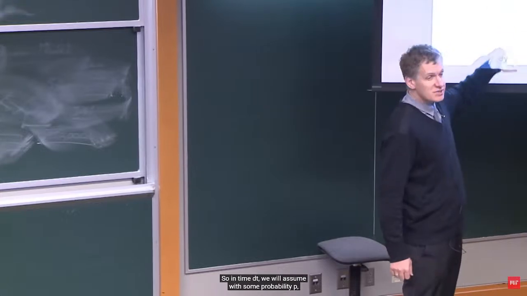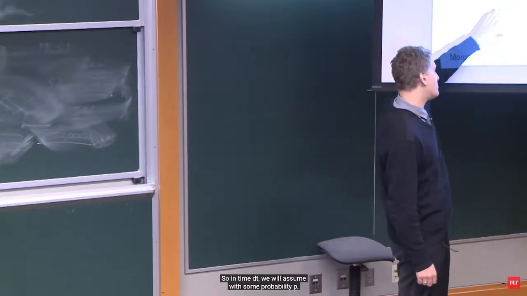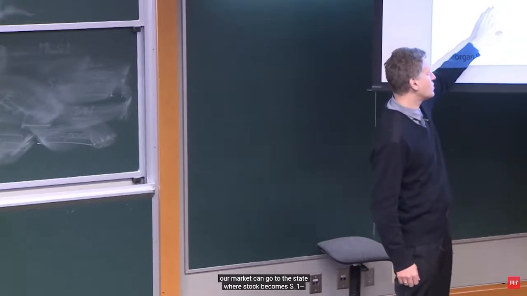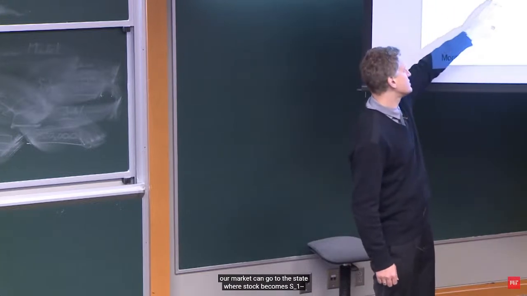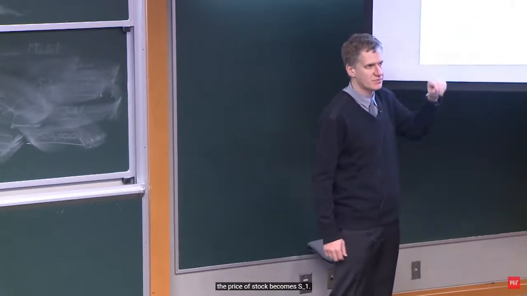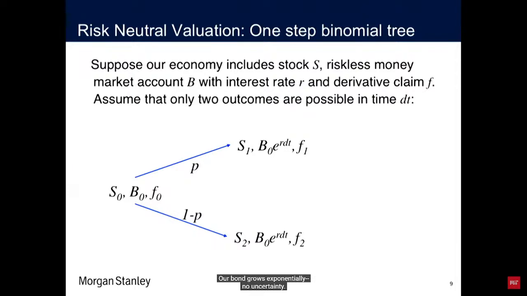So in time dt, we will assume with some probability p, our market can go to the state where the price of stock becomes S1, our bond grows exponentially with no uncertainty, and our derivative becomes F1. Or with probability 1 minus p, only 2 states, our stock becomes S2, the bond stays the same, and the derivative is some F2.